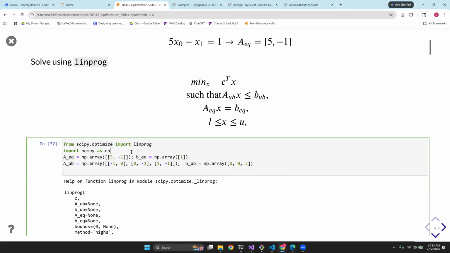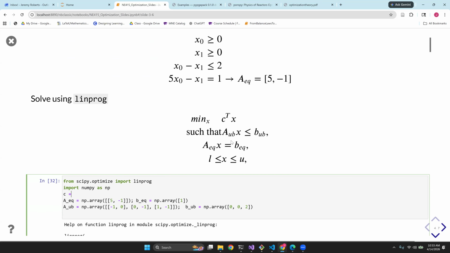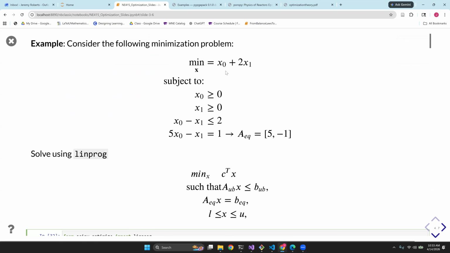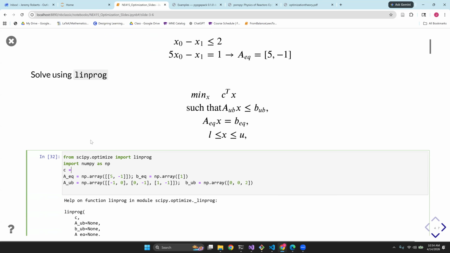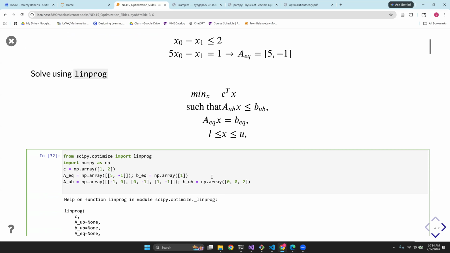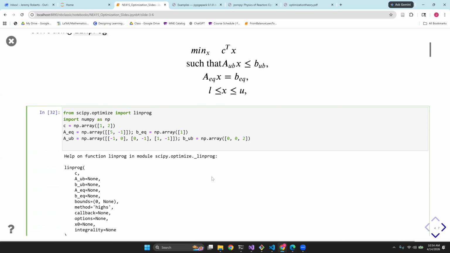What do I need? I also need c, which is this first vector, the vector of weights. And so that is a 1 and a 2. I think that is all I need.